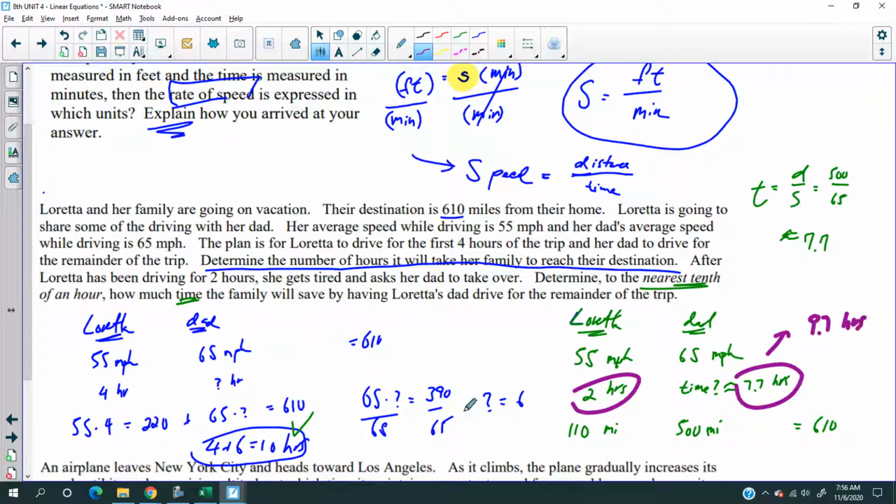How does this compare to the original? Yeah, it's 0.3 hours saved. Okay, so that's it. So those are the two parts, 10 hours and then 0.3 hours saved. Okay, all right, not bad.